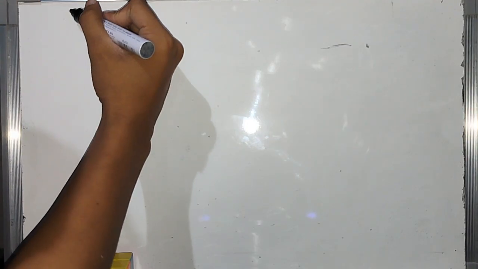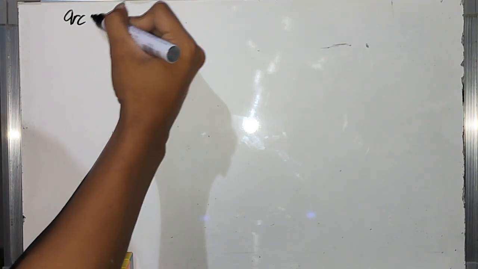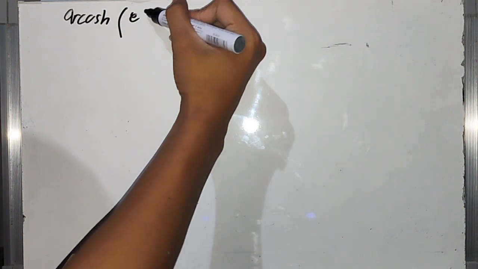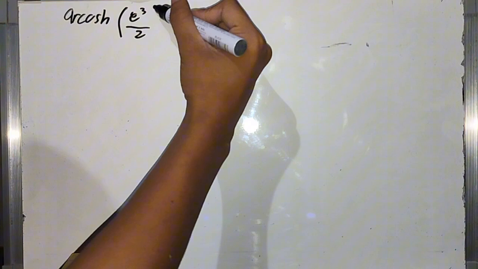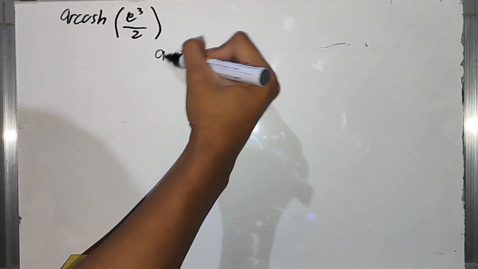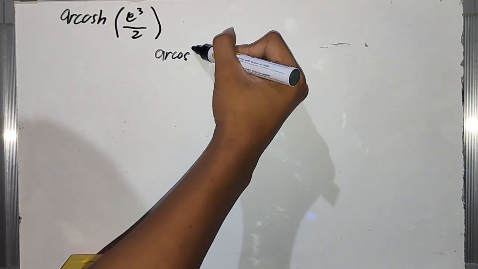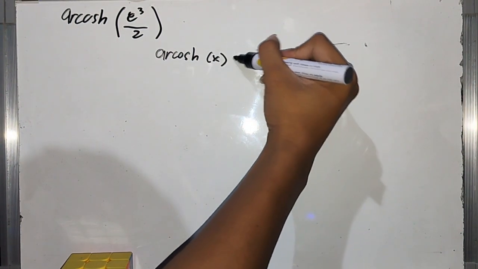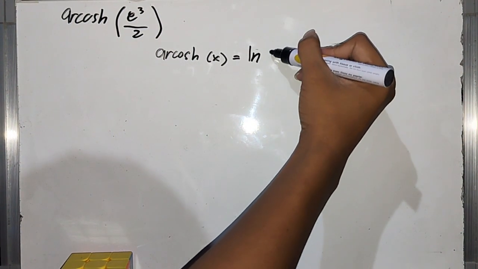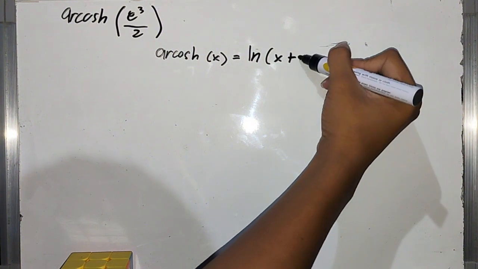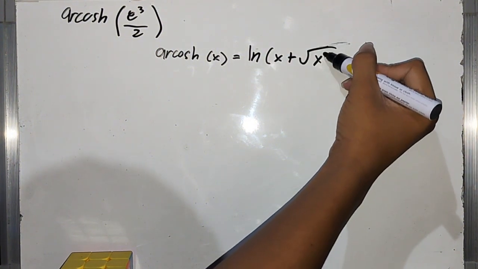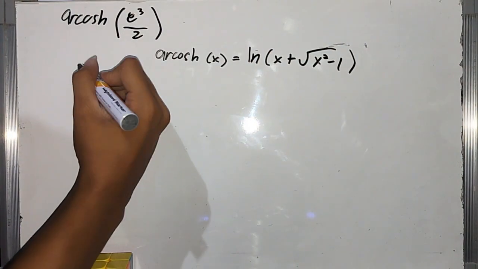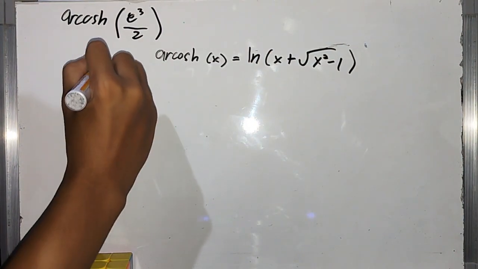The sixth example is arccosh. The given x is e cubed over 2. Arccosh x equals ln(x + square root of x squared minus 1). This is the formula of arccosh.